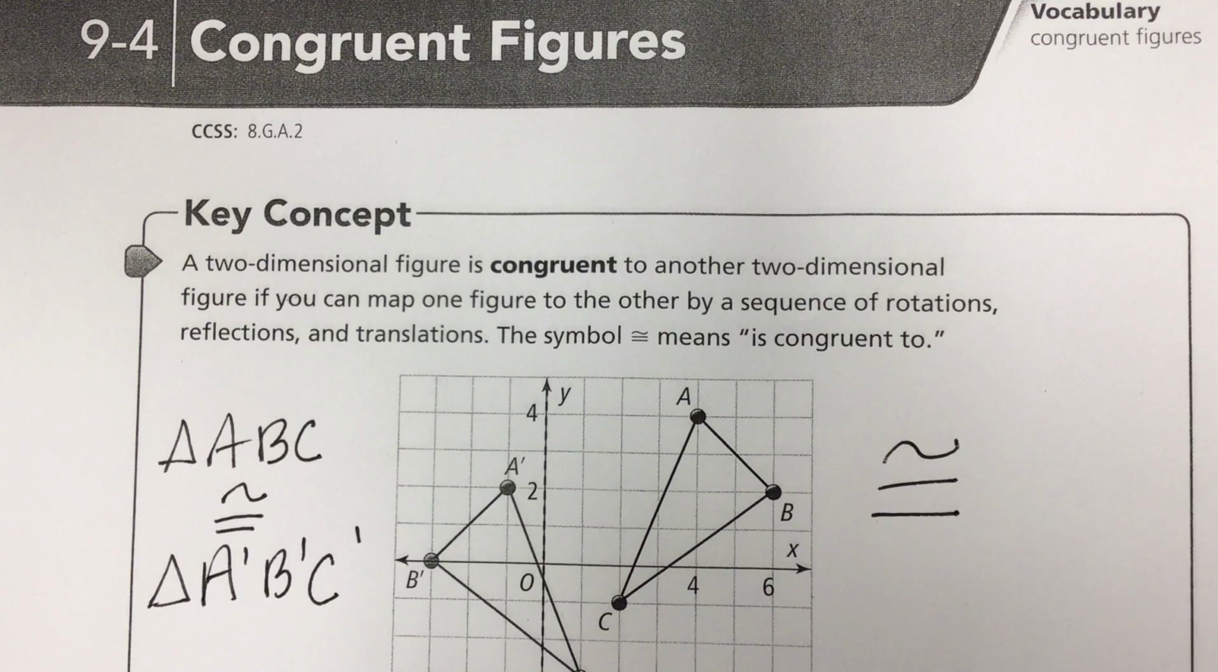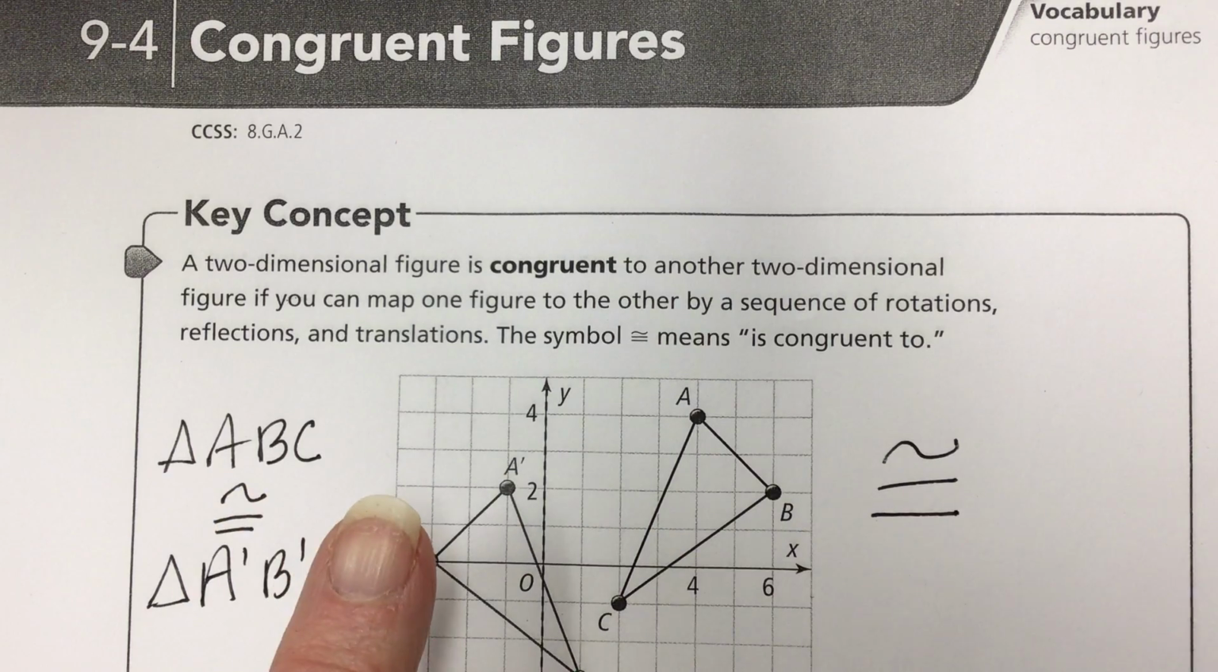So you see that these triangles have either been rotated, reflected, or translated and formed the other one. Therefore, triangle ABC is congruent to triangle A prime, B prime, C prime. Now, it actually looks to me like this triangle was reflected and then translated. Okay, think about that. This triangle was reflected over and then translated.